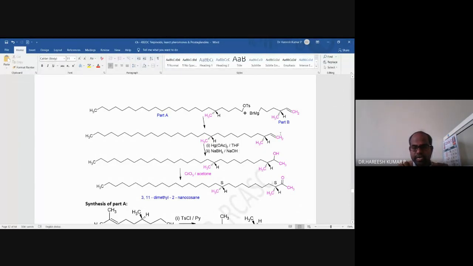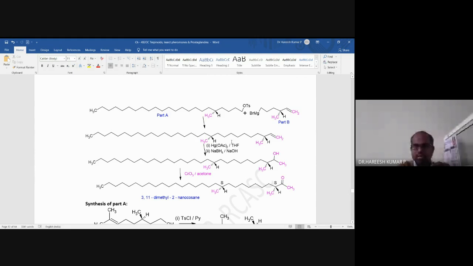The mercury is added to terminal carbon now, so that is converted into hydride source. Sodium borohydride acts as a source of hydride. The hydride is replaced by, I mean, the mercury compound is replaced by hydride. So that is the reason here CH3 is there, and the acetate group on hydrolysis is converted into OH.